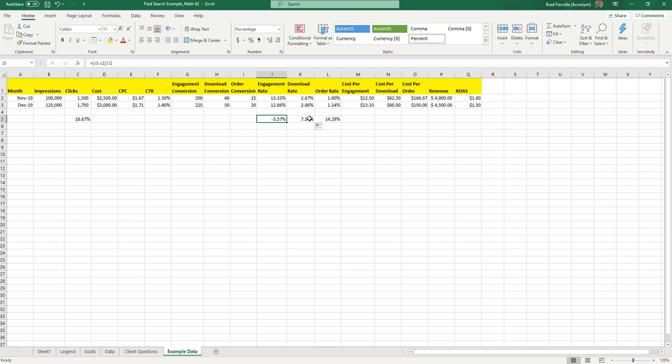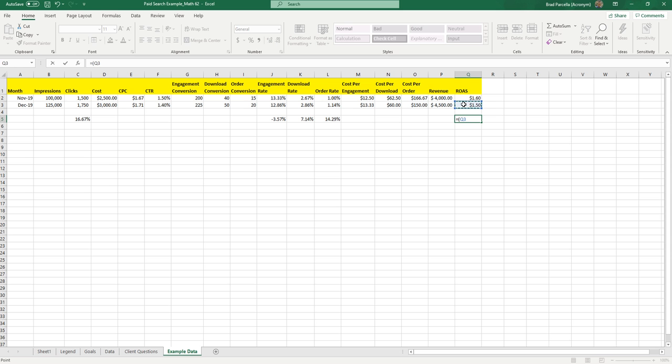So in terms of hitting our orders and our download goals, we're increasing month over month, so that's good, but we're paying a little bit more month over month for it. We've gotten more revenue, but the ROAS has decreased. I'll do that same calculation here for ROAS, divided by November. So just slightly decreased in ROAS by 6.25%.